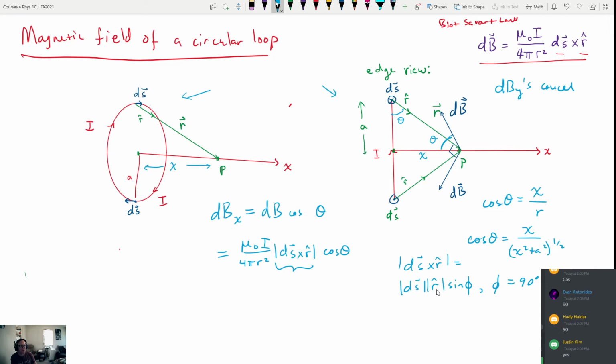So what's the magnitude of r hat? Well, the magnitude of r hat is 1. So this whole thing then is actually just equal to the magnitude of ds, which is just ds.